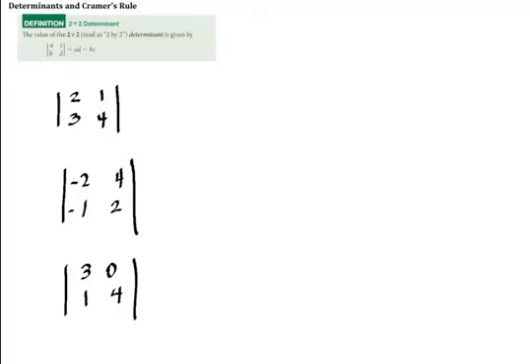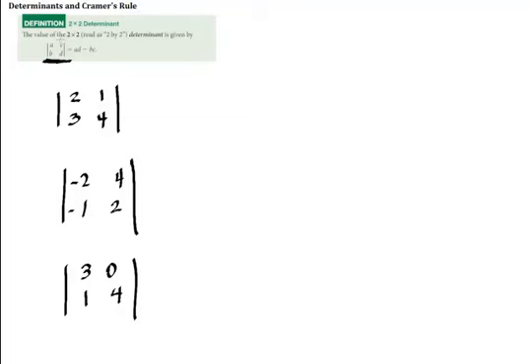We're going to be looking at determinants today, and we're going to use the determinants to find a solution to a system. Using determinants to do that is called using Cramer's rule. A determinant is basically a new operation that we're going to do on matrices, and it's represented by two straight lines down.